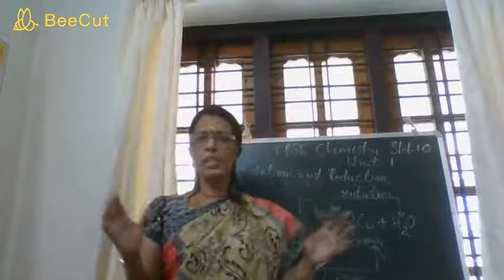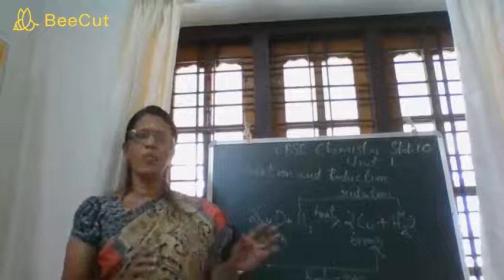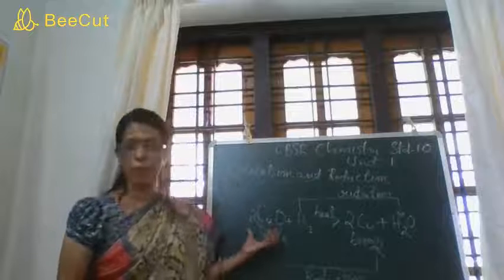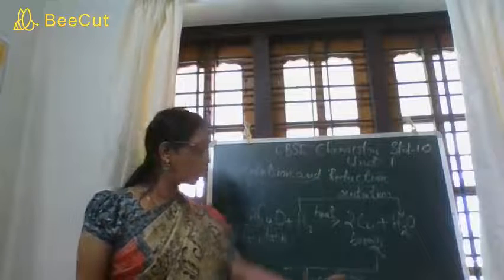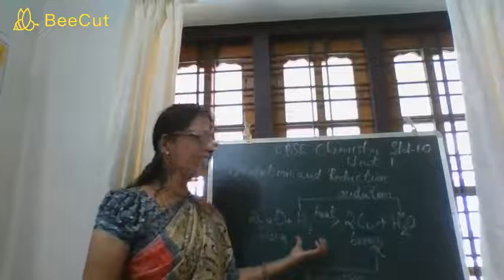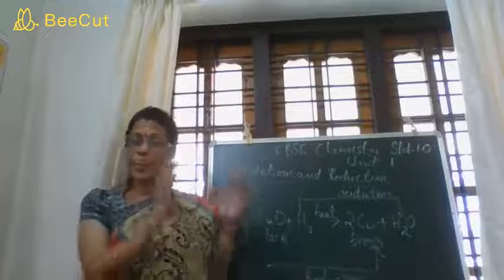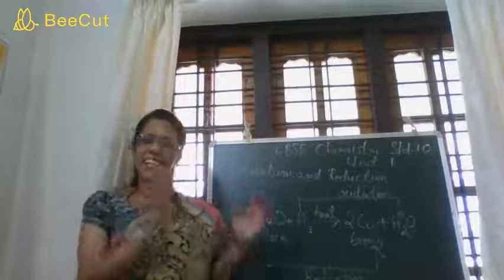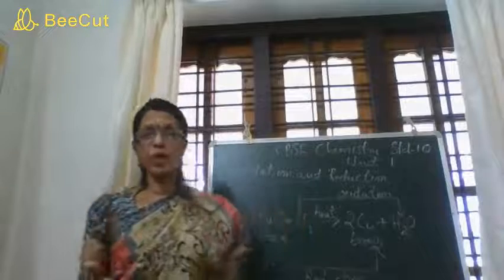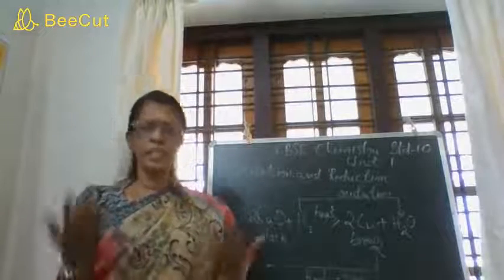Always remember this in chemistry: an oxidizing agent always undergoes reduction. See, here copper oxide is the oxidizing agent that undergoes reduction. And a reducing agent always undergoes oxidation. Here hydrogen is the reducing agent that undergoes oxidation. In that way we can find out which is the oxidizer, which is the reducer, which is getting oxidized and which is getting reduced.